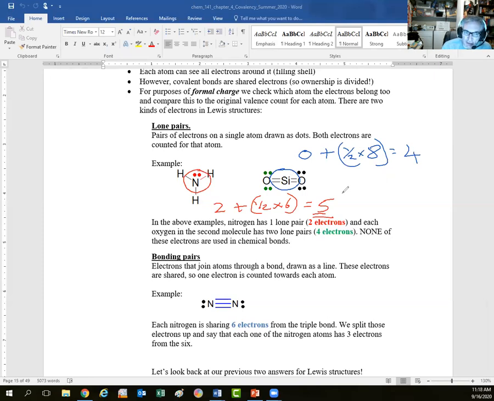4 of the 8 electrons around silicon actually belong to it. It has ownership of those electrons. And again, that's the answer we expected for the silicon, because it's the 4th element in the 3rd row of the table. And it's borrowing another 4, 2 from each of those oxygens either side, to make up its octet. So that's the first part of this for formal charge: just understanding how many electrons actually belong to that atom.